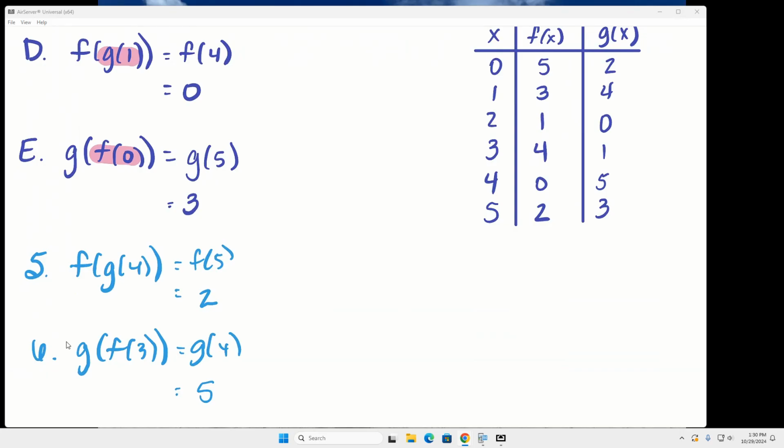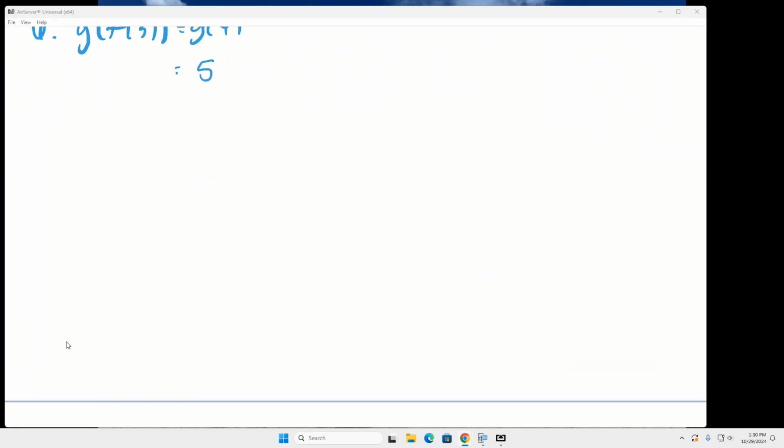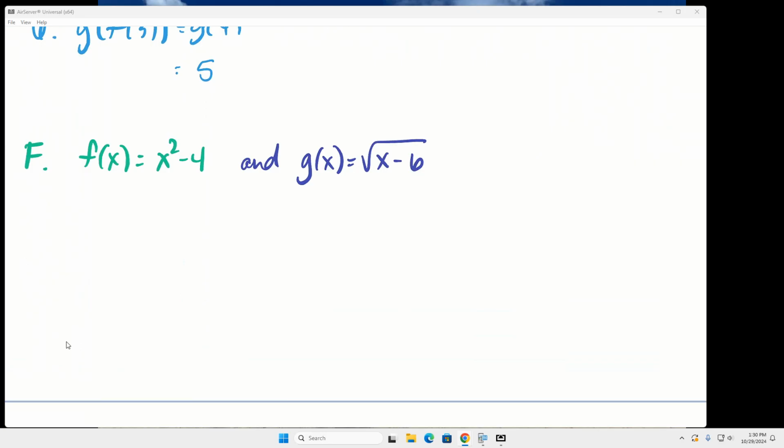All right, after we did that, then we did compositions with expressions. We did that with tables and graphs. I think probably on your test you'll have tables and graphs to do that with. But then we moved on to expressions. So f of x is x squared minus 4. G of x is the square root of x minus 6. And we're going to find f of g of x and g of f of x. Now, on your test, I think you'll just have to do it one way. But I want to show you an example of both.